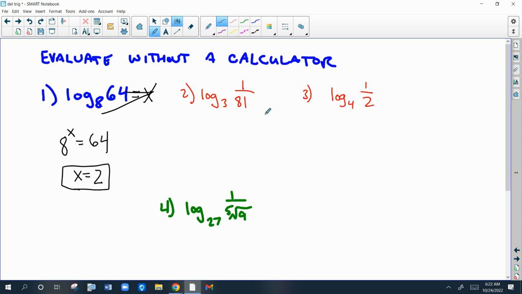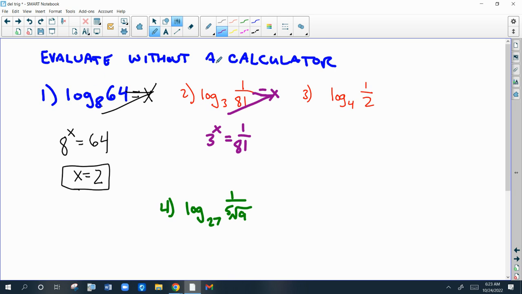So number 2, we're going to do the same thing. Set this equal to x. Change it to an exponent. 3 to the x equals 1 over 81. Now, unlike the last one, it's not as easy to do this just by knowing it.